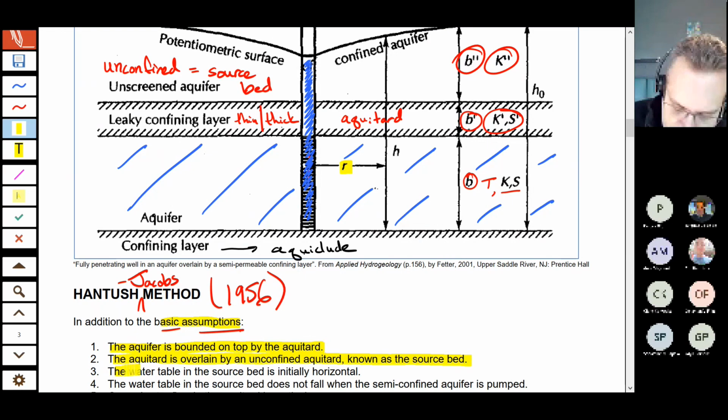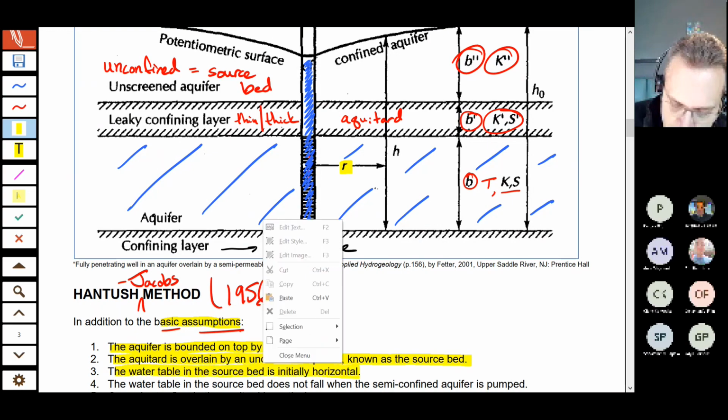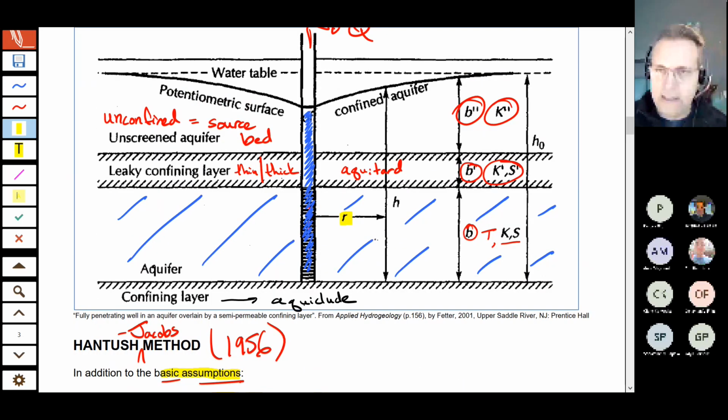The water table in the source bed is initially horizontal. So what they mean is initially horizontal prior to pumping. Again, we realize that on a large regional scale, and if we adjust that scale, it may not be purely horizontal, but we're not going to worry about gradients for right now. We'll just assume that the water table, and typically over your site, is not going to vary by too much. So that would hold true as well.